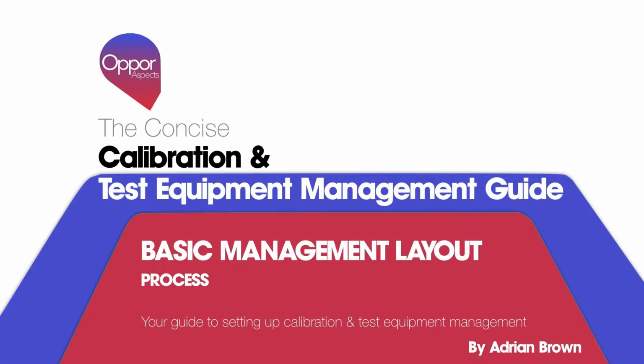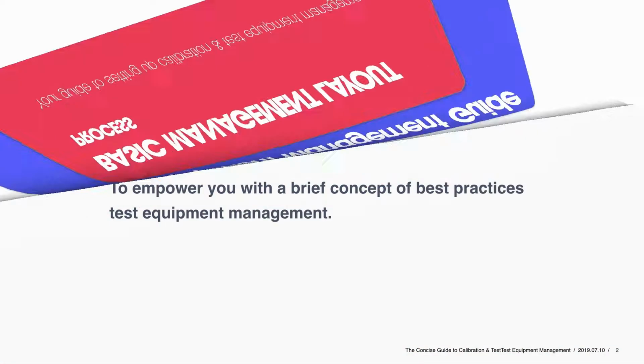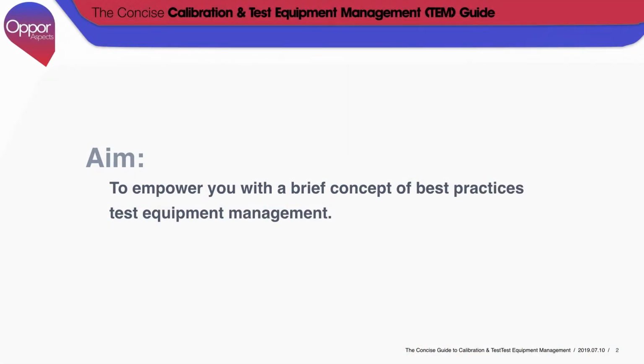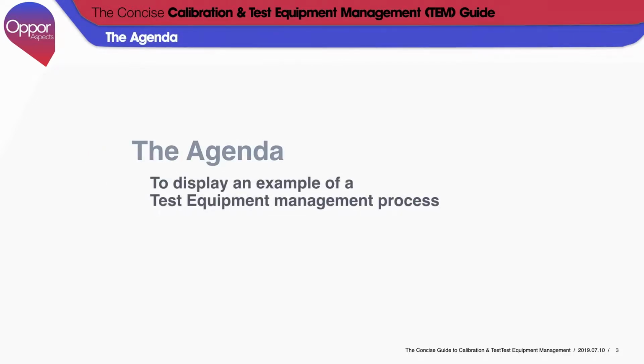Welcome to an Opera Aspects video tutorial. The information in today's video can be found in the Concise Calibration and Test Equipment Management Guide. It's available on Amazon and Apple iBook stores as well as many others, and is your guide to setting up calibration and test equipment management. Today we'll be talking about basic management layout. The aim today will be to empower you with a brief concept of best practices in test equipment management. The agenda will be to display an example of test equipment management as a process.